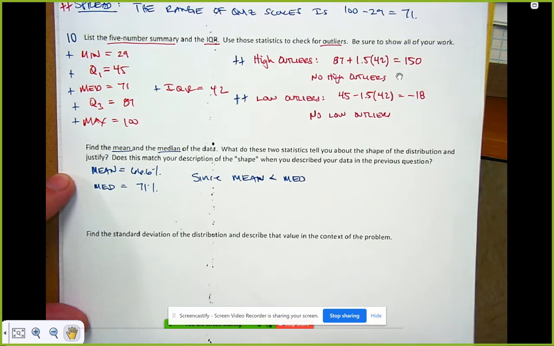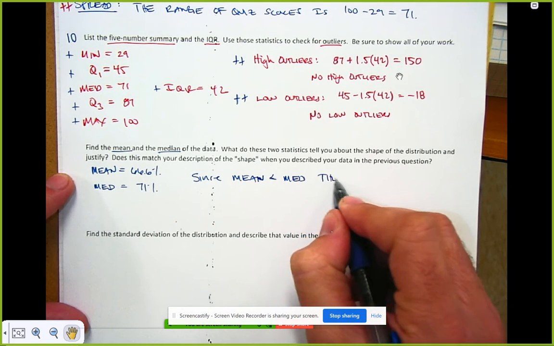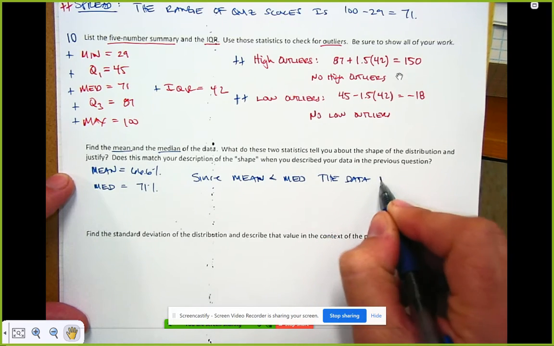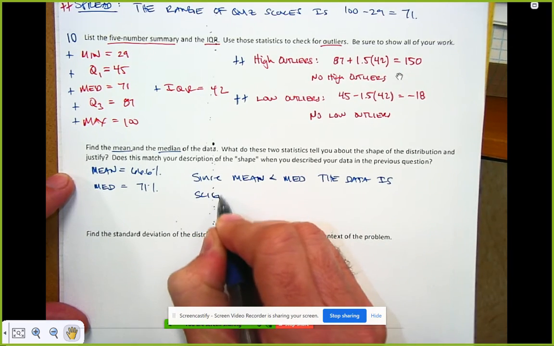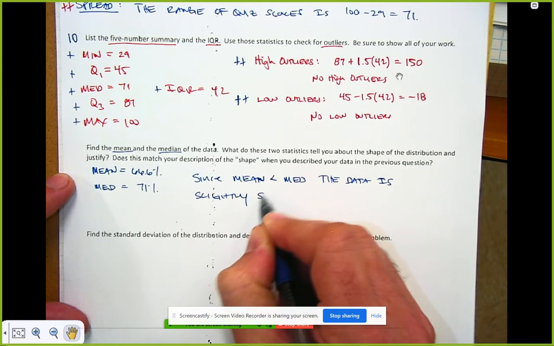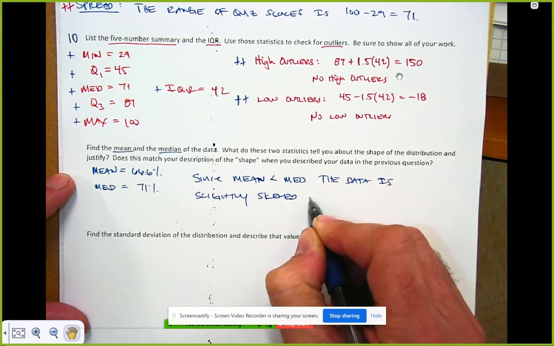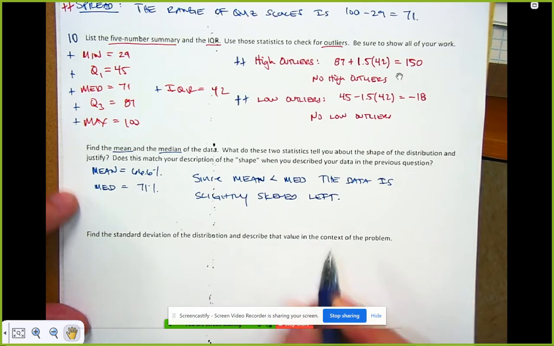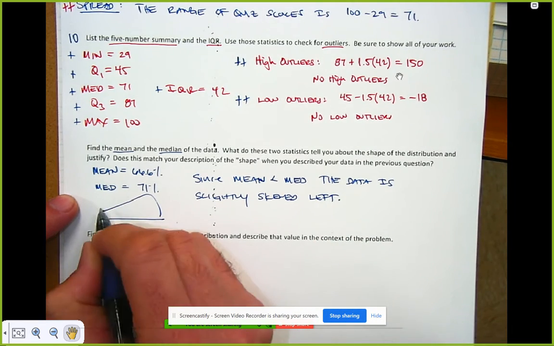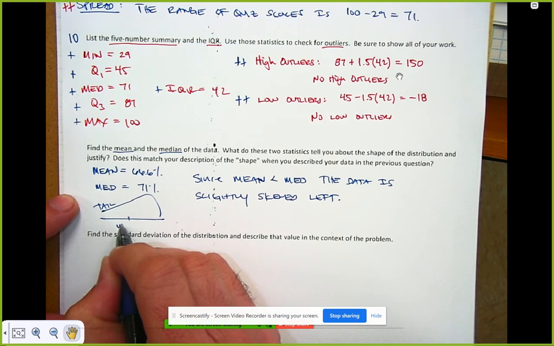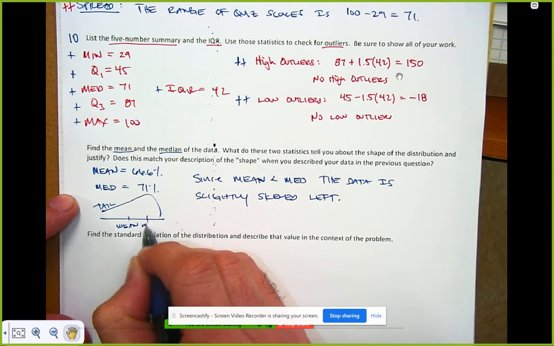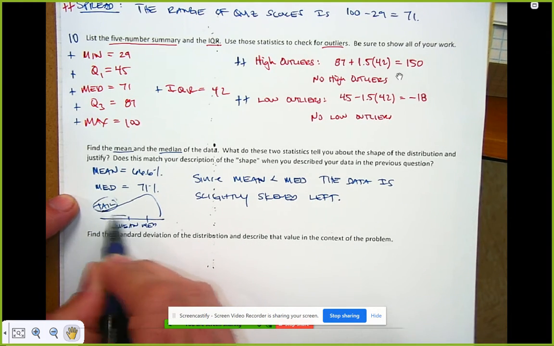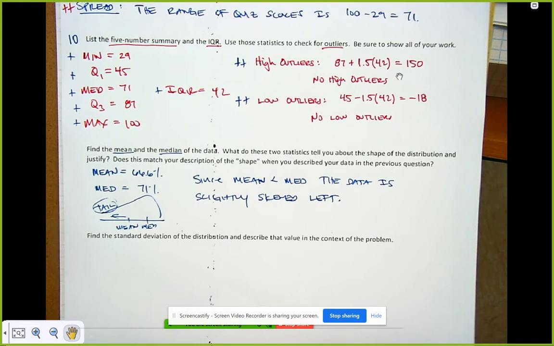the data is slightly, it's not a ton less, but you would say the data is slightly skewed left. And remember the picture here. This is the tail, and if your mean is lower than your median, that's because the tail is pulling the median, I'm sorry, the mean towards it. So the mean definitely gets affected by the data.